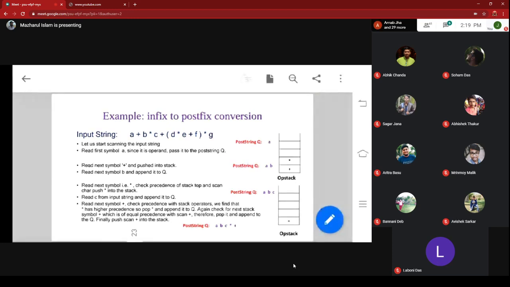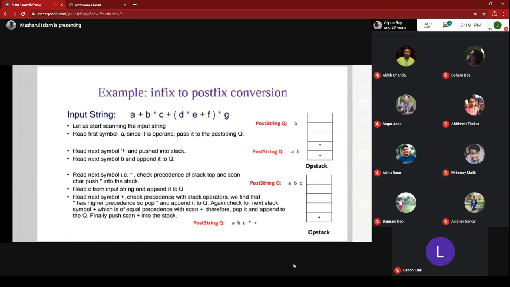After how long have you gone? You have gone up to the multiplication character. Then the next scan character is C. What is C? C is an operand. Where will it go? It will go to the queue. So A, B, C are in the queue. Now the next symbol you are going to scan is plus.